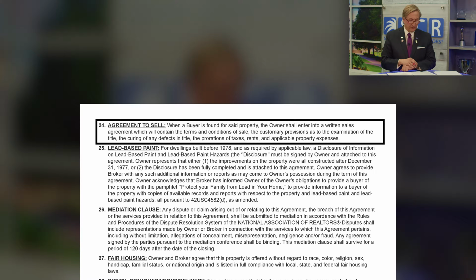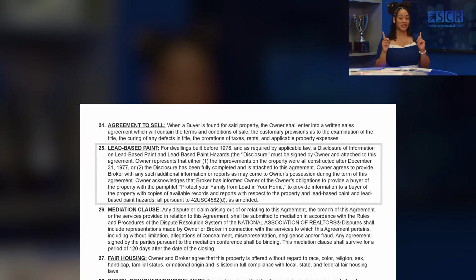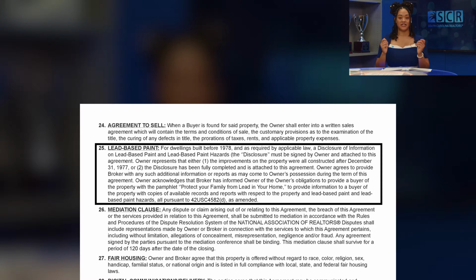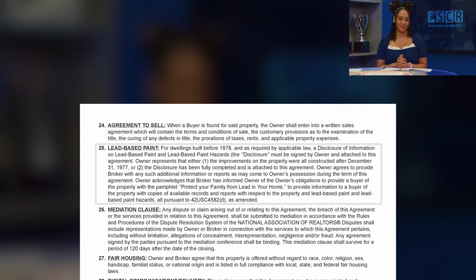When the buyer is found for the property, the owner will enter into the agreement, which has all the terms of sale, customary provisions about examining title, curing any title defects, appropriation of taxes, and applicable property expenses. Section 25, our lead paint disclosure section. If the property is built before 1978, a lead paint disclosure must be signed and attached to this agreement.